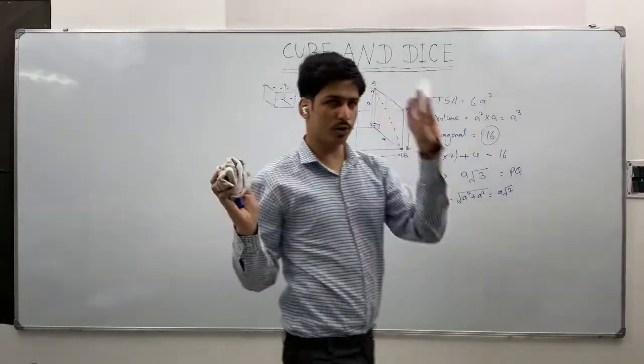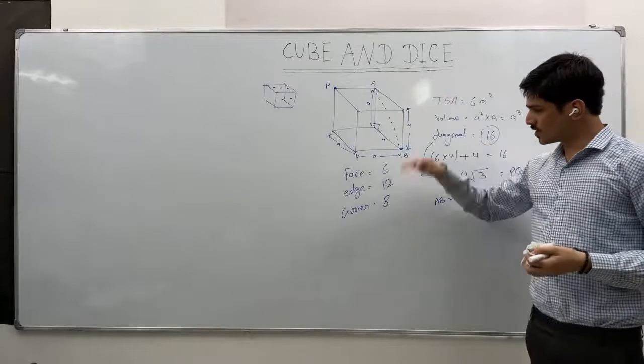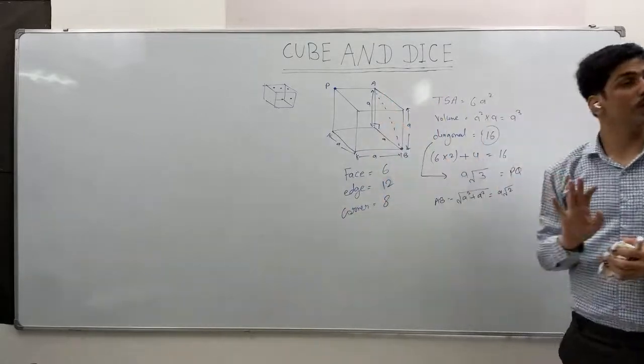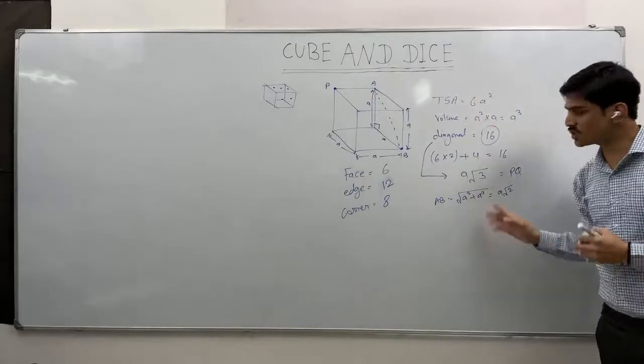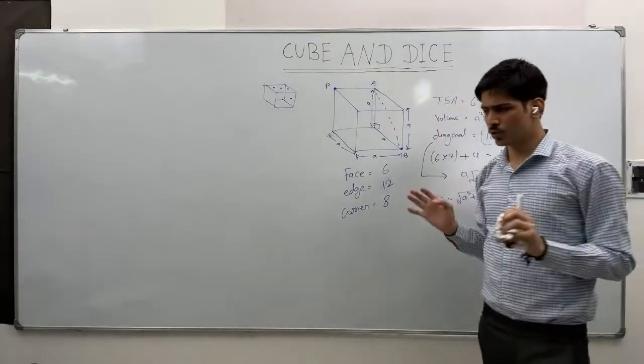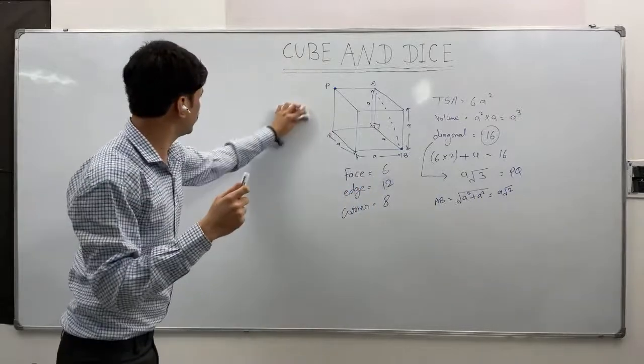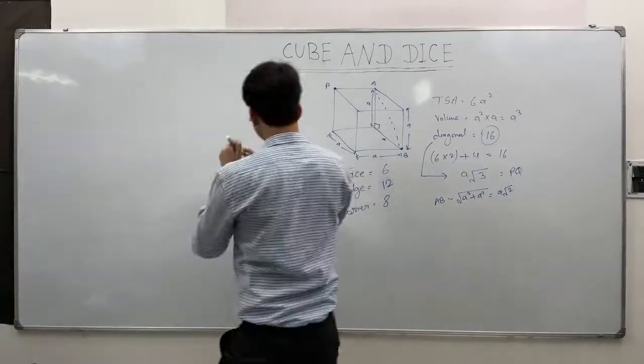We discussed the cube. What is a cube? How many faces does it have? What is the number of edges it has? What is the number of corners it has? These are the basics we have discussed. So this is the cube. Now we'll discuss what a dice is.